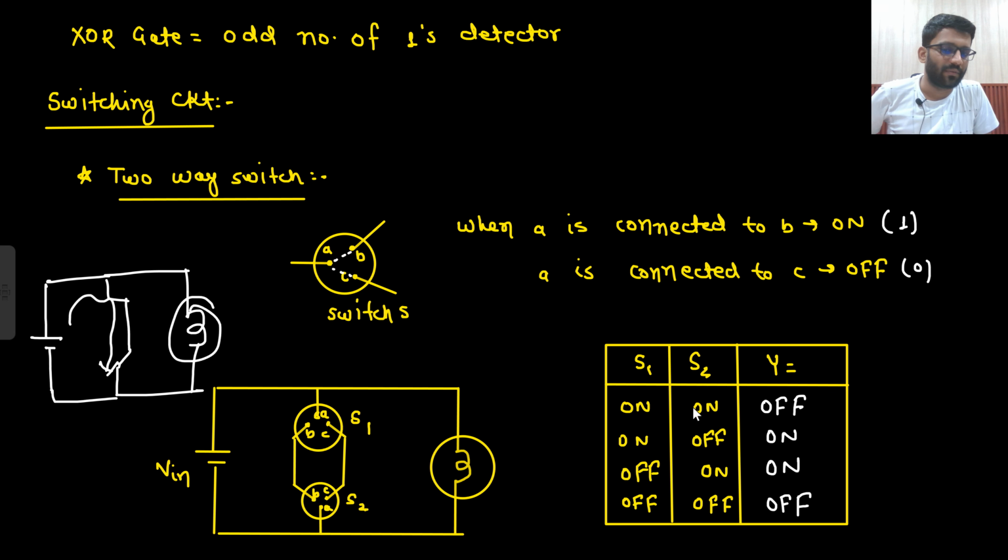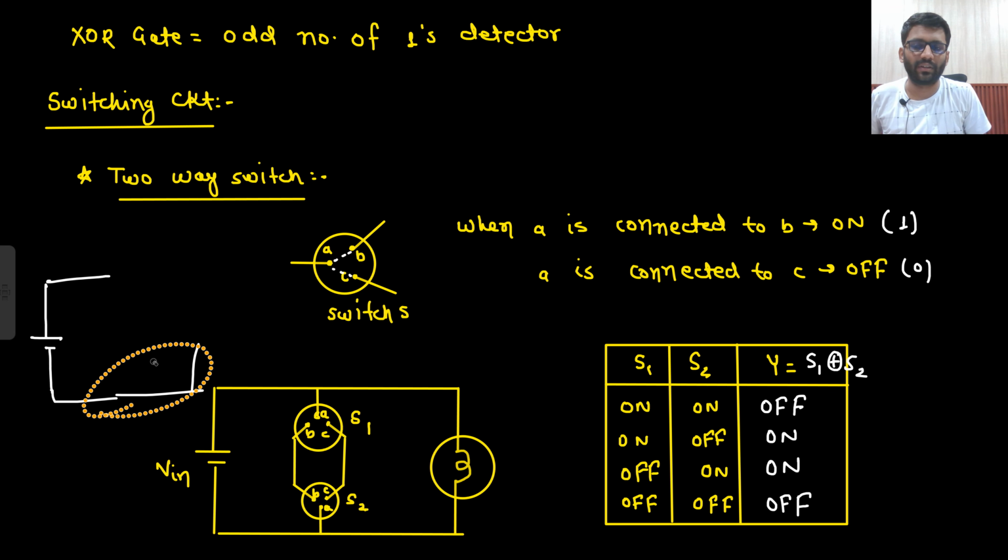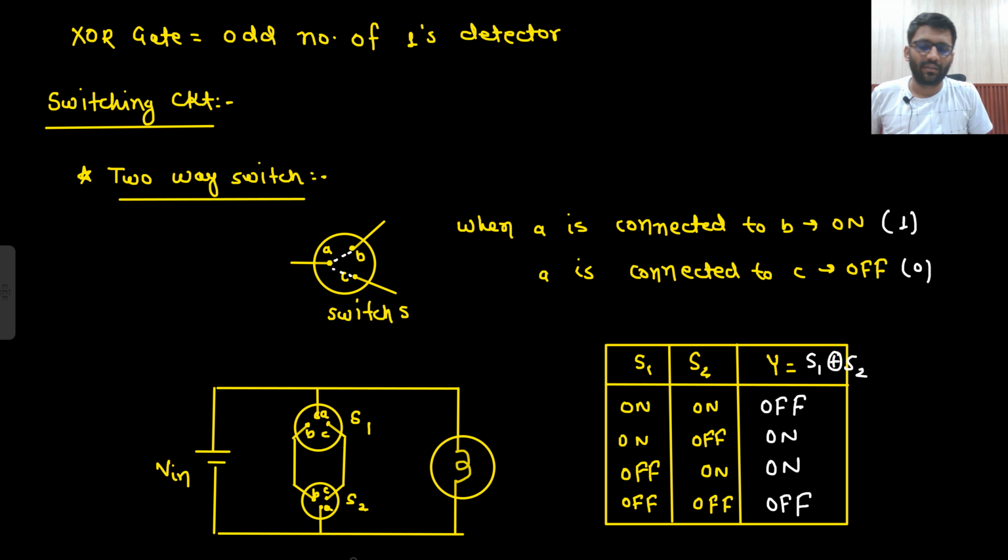So here you can see 1 XOR 1 is 0. So this is the XOR gate only. If both are high, then output is 0. If both are low, then output is 0. If one is high and one is low, then output is 1. So this is how we make the XOR gate.